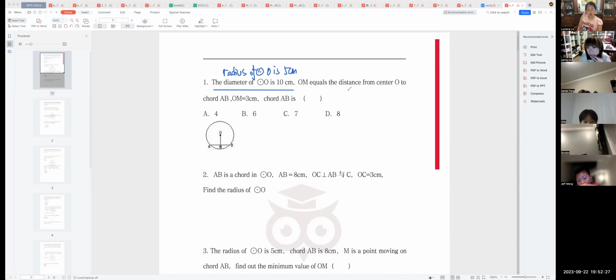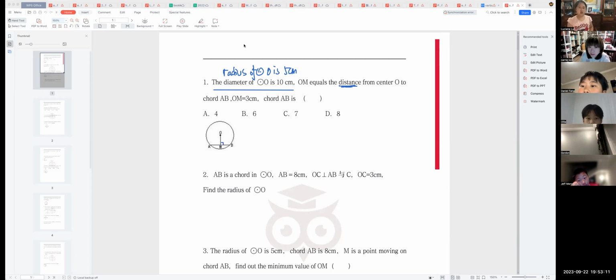Okay, OM equals the distance from center O to the chord AB. OM equals 3 centimeters. So let's take a look at this one. This is really good, all of you: by looking at the diameter, you can find out what the radius is. So OM equals the distance from the center. What does distance mean? This is something I want all of you to take a look at. The distance from center O to chord AB means OM is perpendicular to AB at M.